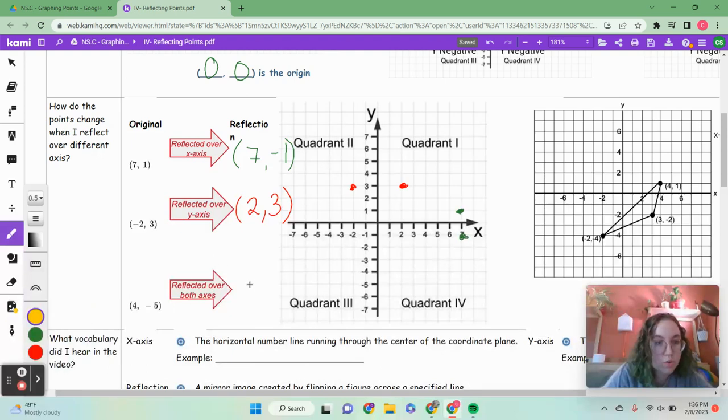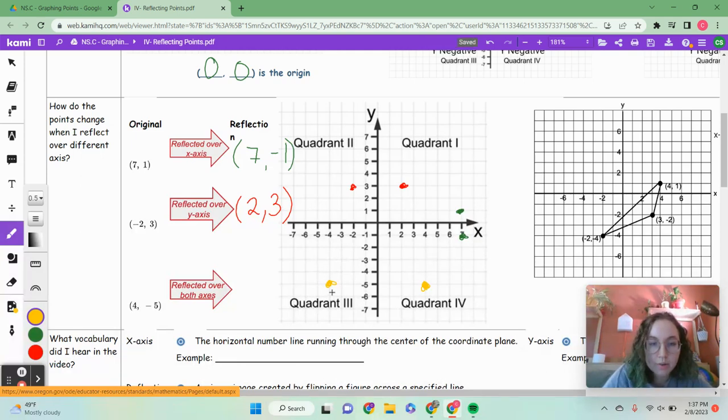Now, if I want to reflect over both axes, let's change colors again for this one. I'll take yellow or orangish. Let's graph the point (4, -5). So to the right 4 and then down 5. That's going to be right here. First, let's reflect over, and it doesn't matter which one we reflect over first. We can reflect over x and then y, or y and then x. If we reflect over y, that's going to change the x coordinate. So we have (-4, -5).